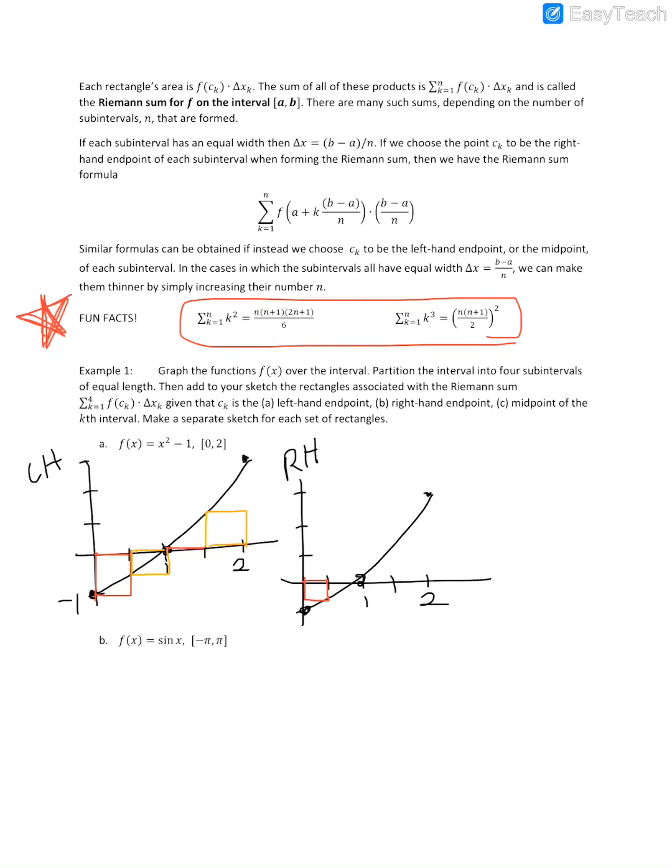Okay, next one. This one, I drew my graph a little bit wrong. So it's supposed to hit right there. So this is actually one where my right hand endpoint is on the graph. So there's no height there. Okay, next one is here. Go up, make my rectangle. And then the last one is here. Go up, make my rectangle. So this is the right hand endpoint.